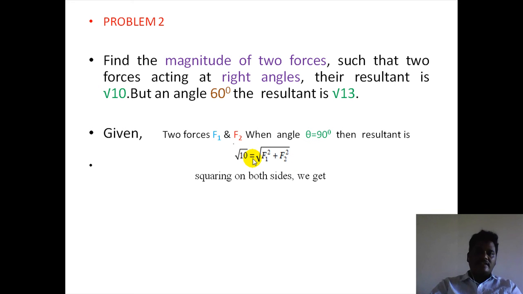We have already discussed special cases. Now the resultant is √10, the square root of F1 square plus F2 square. Squaring on both sides, the square root cancels out. 10 is equal to F1 square plus F2 square.